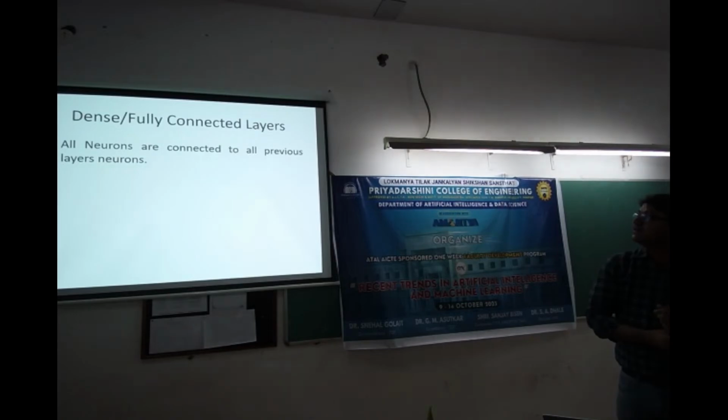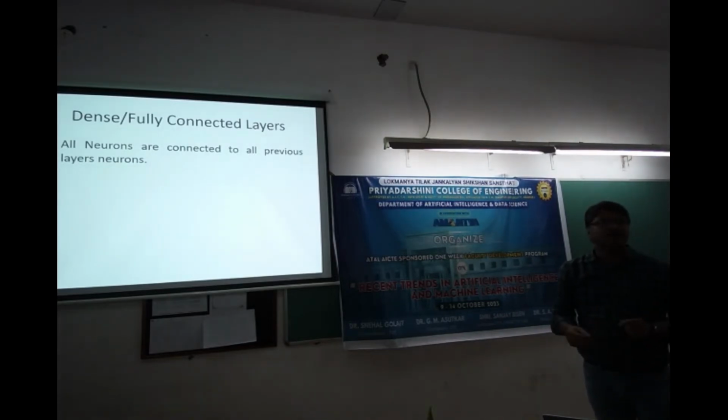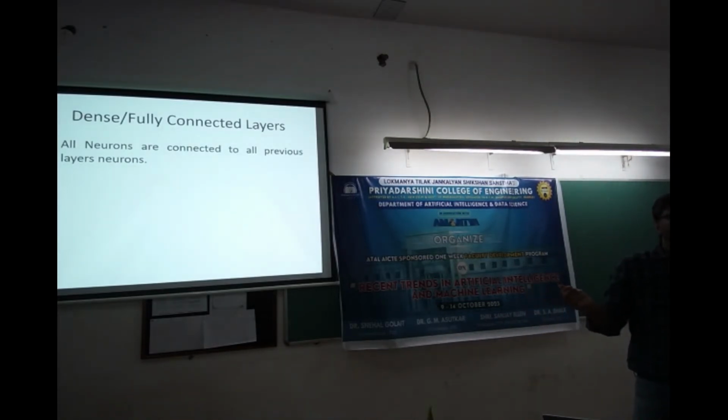Then dense layers are there. This is nothing but a fully connected layer. The meaning of fully connected layer is that each neuron in a layer is connected to all the neurons of the previous layer. This is nothing but a dense or fully connected layer.